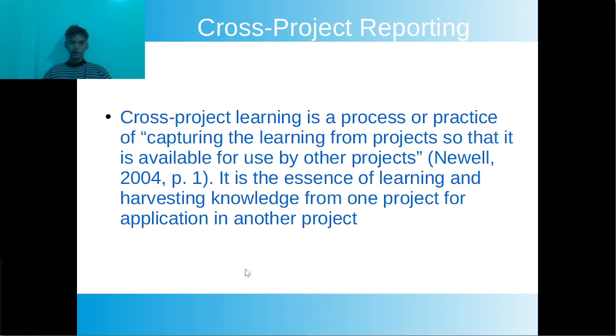Cross-project reporting. Cross-project learning is a process or practice of capturing the learning from projects so that it is available for use by other projects (Newell, 2004). It is the practice of learning and harvesting knowledge from one project for application in another project. That's all.